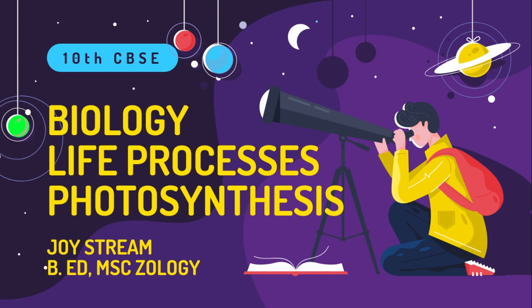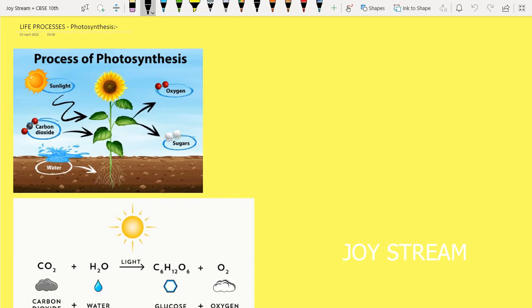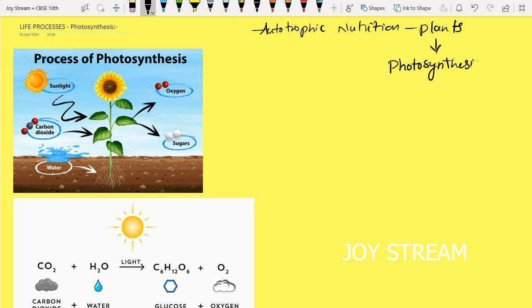So in this video, we are going to discuss photosynthesis. Now in the last class, we already discussed autotrophic nutrition. Autotrophic nutrition is seen in plants, right? So what is the process which undergoes in the plants for nutrition? That is photosynthesis. Correct. Then next, what is photosynthesis?